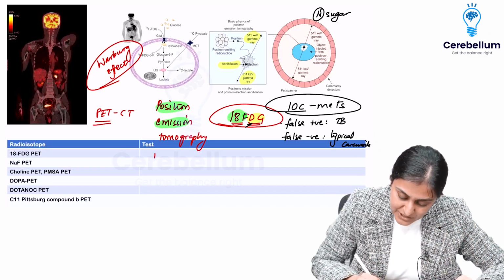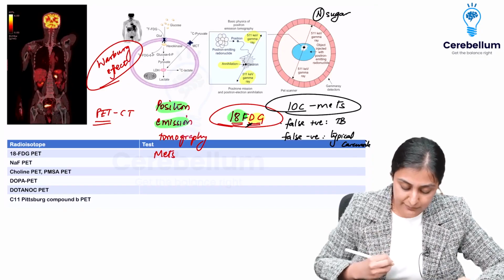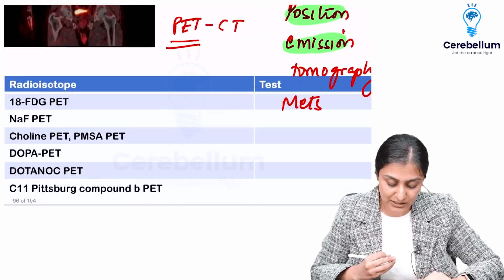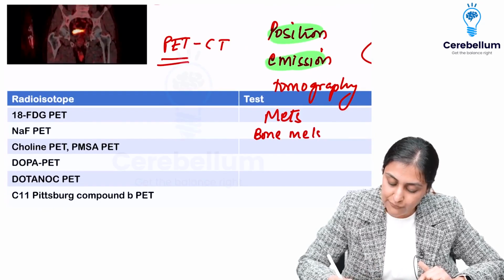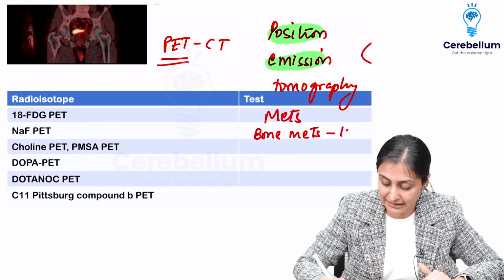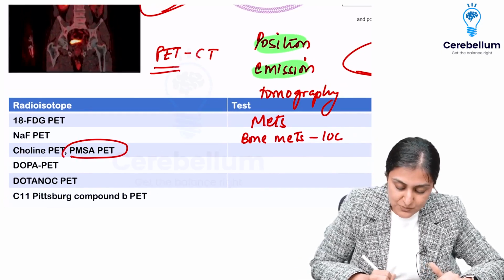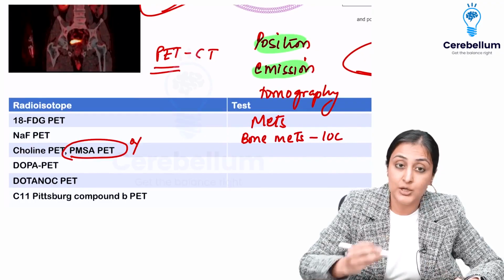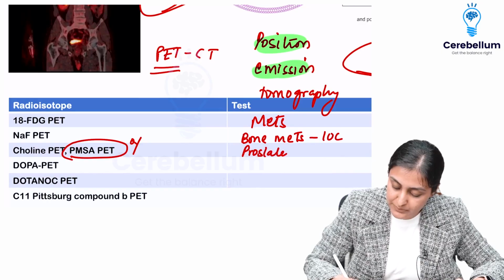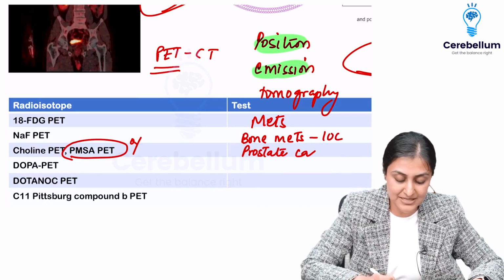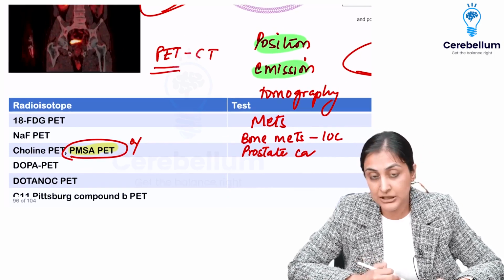So 18 FDG PET, we said, is the investigation of choice for metastasis. There are few special PETs you should be knowing about. So sodium fluoride PET is particularly useful for bone metastasis. It's the investigation of choice for bone metastasis. This is an FMG question, last year question. Choline or PSMA PET is something that is very, very useful in prostate CA. PSMA stands for prostate membrane specific antigen.